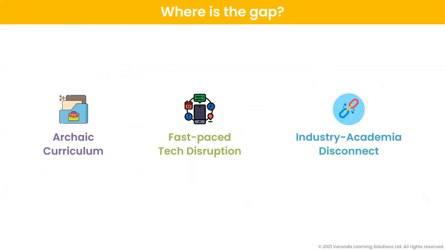What we can see here is there is an industry academia disconnect. What industry wants is not seen as a part of curriculum in most of the cases. So these are some of the reasons for the decreasing employable rate that we saw in the last slide.